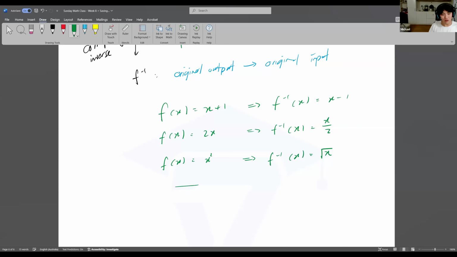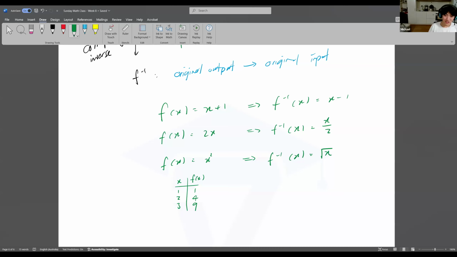You could have a look at this. Let's say this is your x and this is your output, f of x, which you can treat as y. Let's say 1, 2, 3. What do you get here? I'm talking about f of x. 1, 4, 9. You square them.